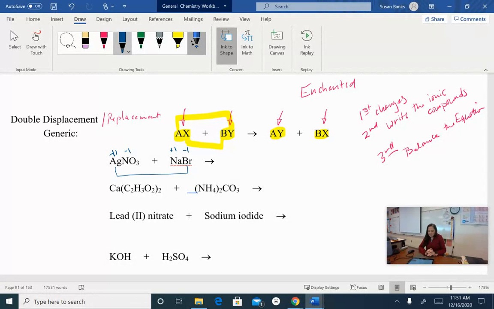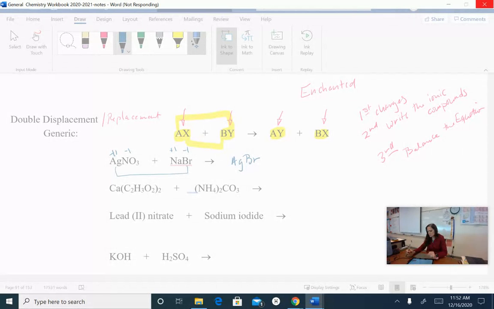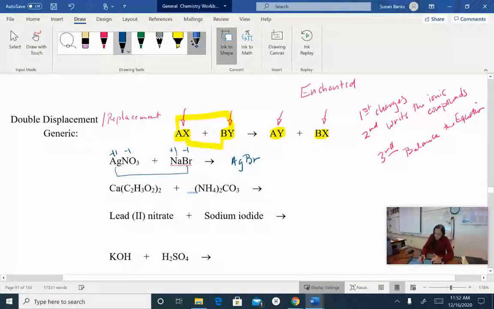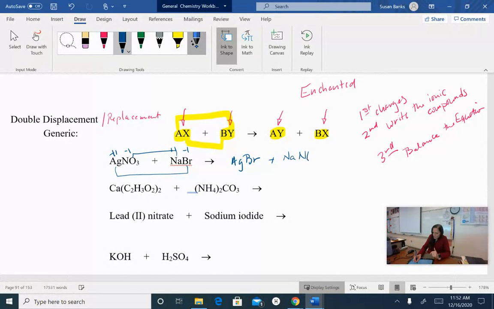Now we need to decide on the ratio. +1 plus how many -1s equals 0? 1 to 1, right? 1 silver, 1 bromine. Okay, remember to always write the positive ion first. Always, always. Okay, and then the next thing, we need to look at sodium. Sodium is positive. The only other negative it can get together with is nitrate. +1 plus -1 equals 0, so we are going to have 1 of each as well. Okay, so there's our skeleton equation.